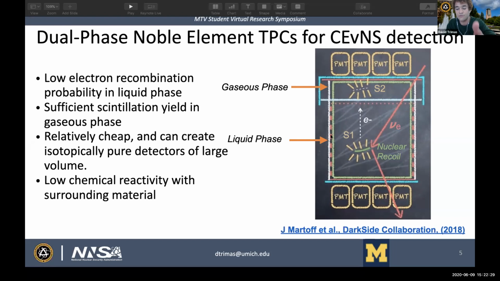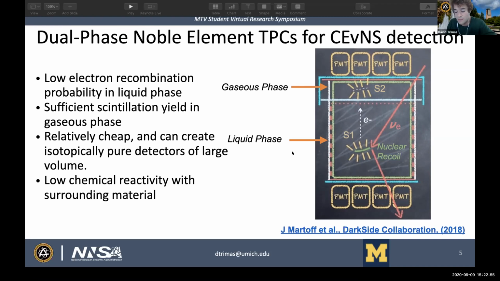There's an electric field that drifts this up. And once it gets here, it's able to actually produce more scintillation in the gas phase, which is above this liquid phase, via electroluminescence. This is detected with either PMTs or silicon photomultipliers, and this signal is proportional to the amount of ionizations created.